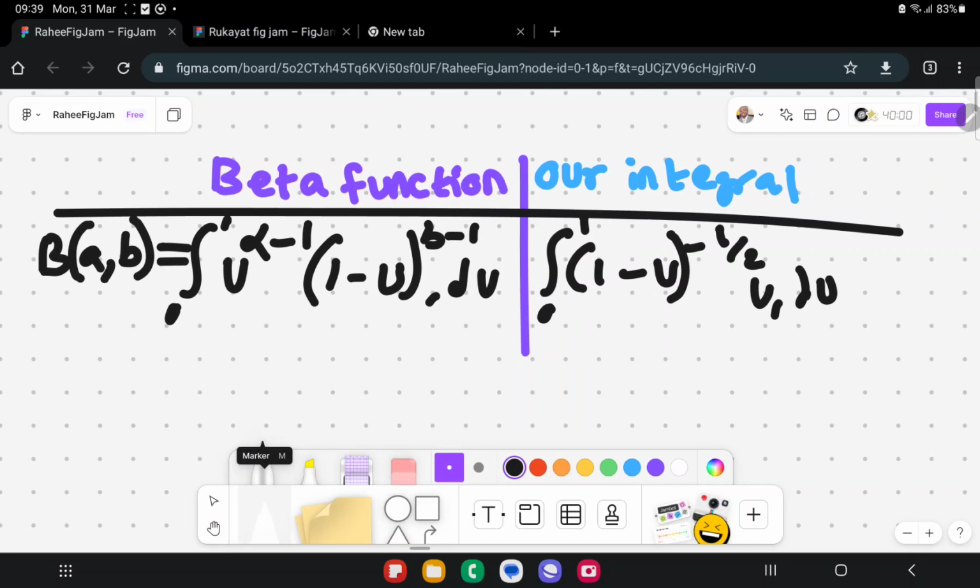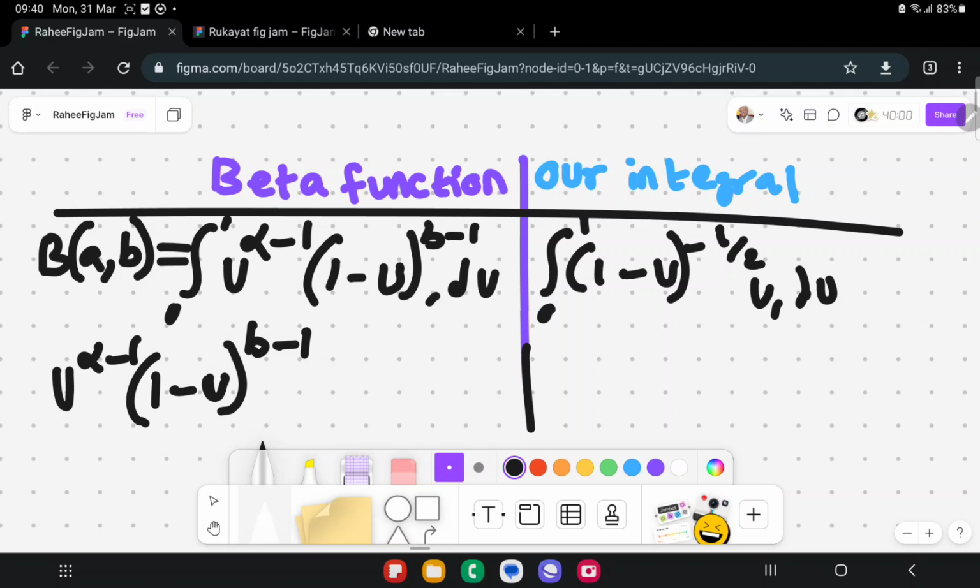Now, on my left hand side, we have the beta function, and on our right hand side, we have our integral. Now, let's put both of them in perspective. That's the beta function: u raised to the power alpha minus 1 into (1 minus u), raised to the power p minus 1. And for our integral, we have u raised to the power 1 into (1 minus u), raised to the power negative half.